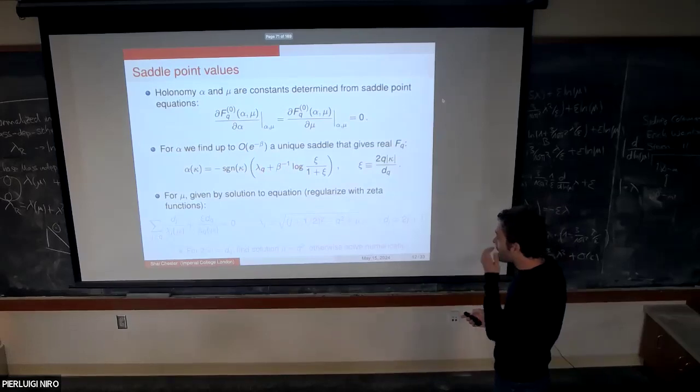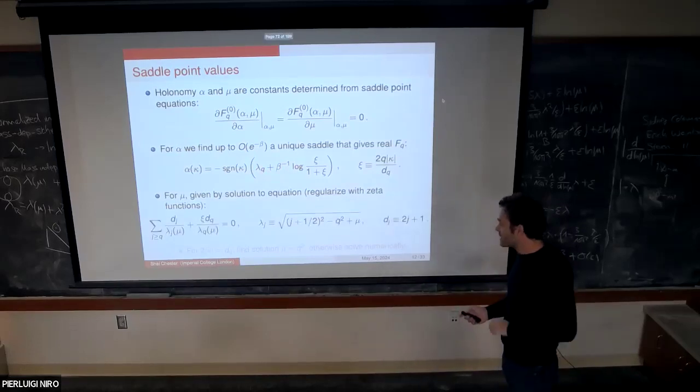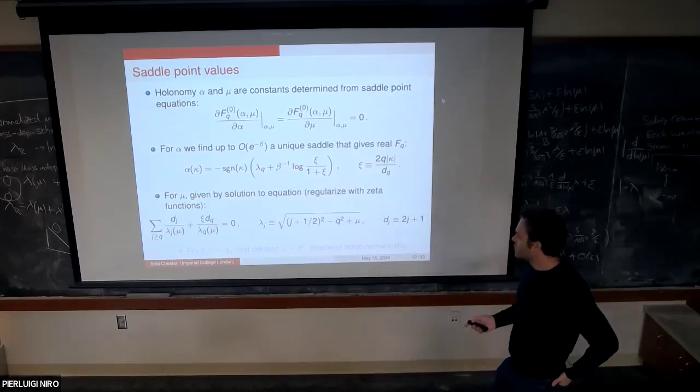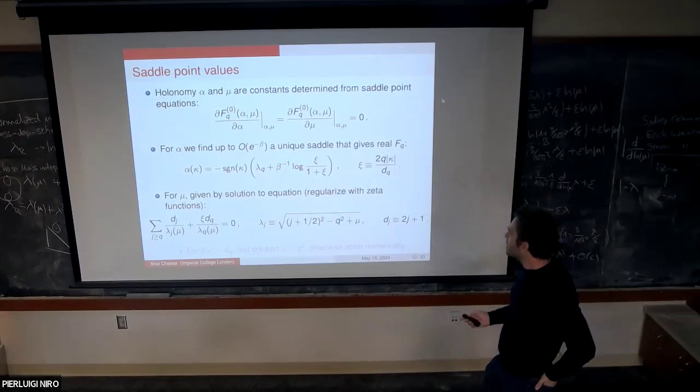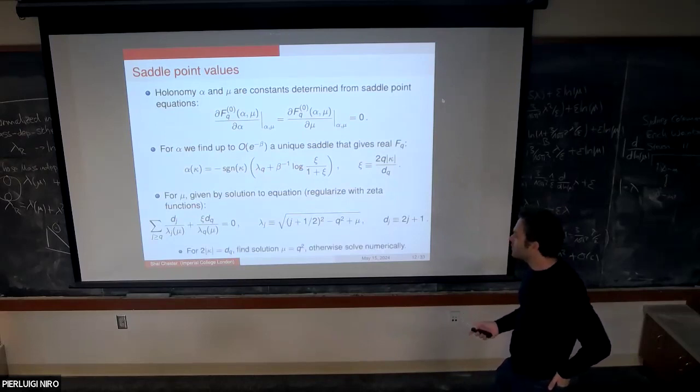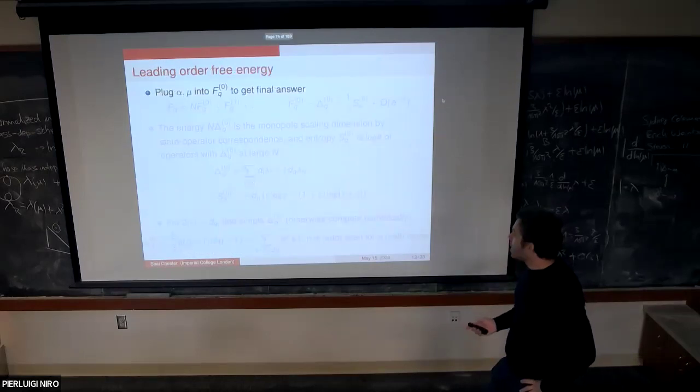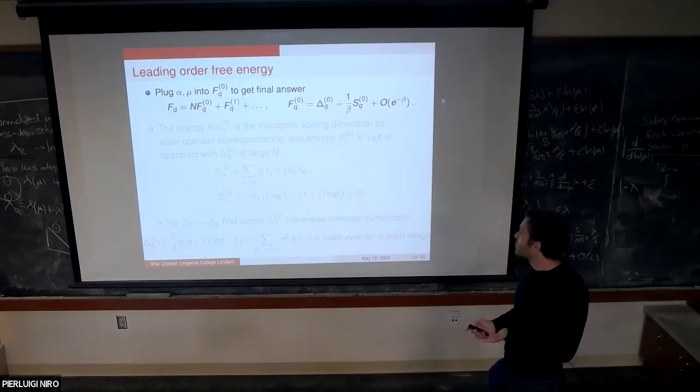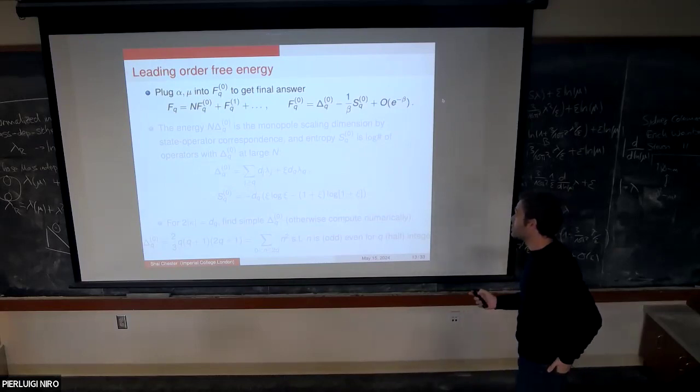And then to get the mu saddle, you just plug in alpha, and you get this kind of non-linear equation, but you can solve this equation numerically. There's actually one case where you can solve it analytically, which is the special case when 2 kappa equals dq. In that case, mu equals q squared is an exact solution. Otherwise, you just solve it numerically. Okay, so after solving these values numerically, you plug it in, and then you can compute the thermal free energy, which you can expand in temperature. The leading term is the energy, which is what we identify with scaling dimension. The subleading term is the entropy.